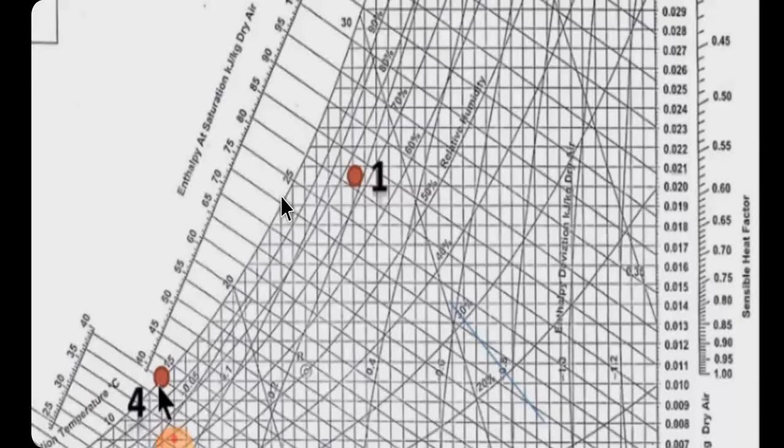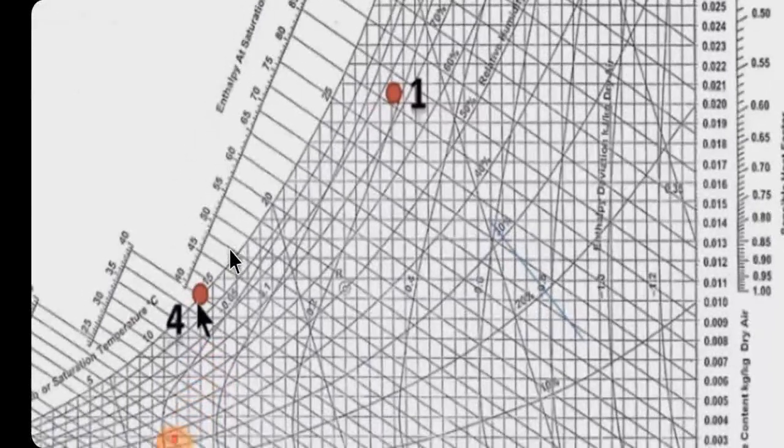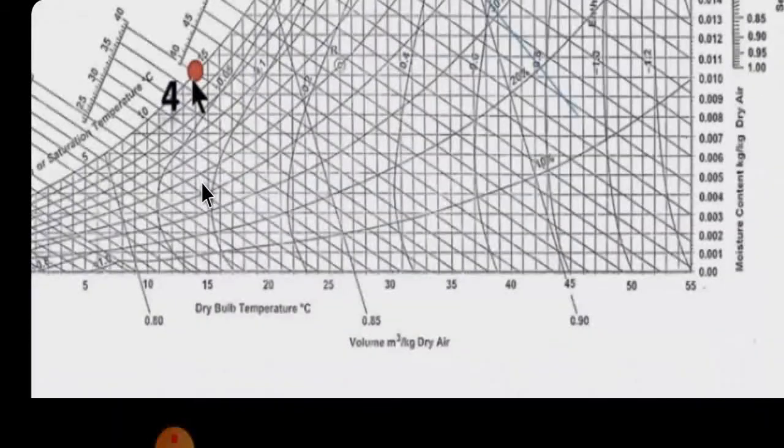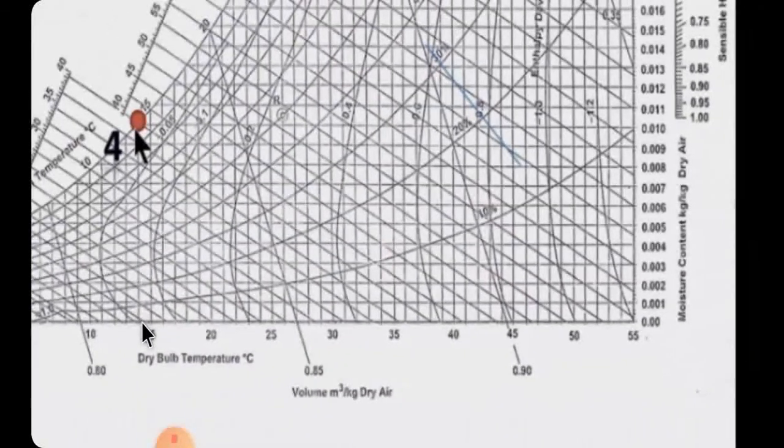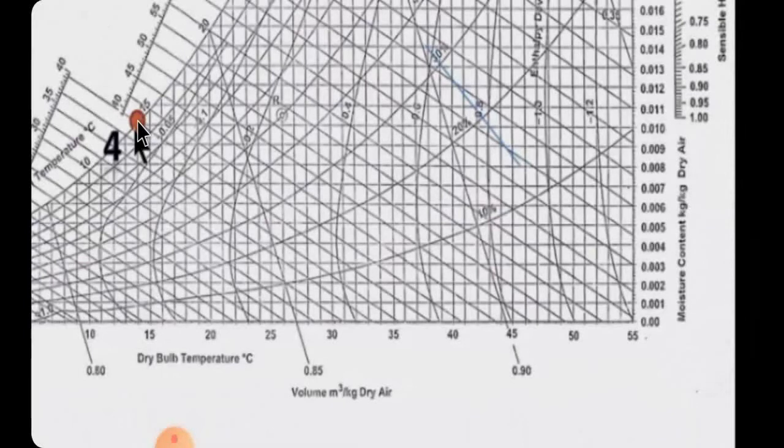So what happens is that the water moisture present in the air condenses into the liquid state. That is the dew point. And the coil is cooling the air to 14 degrees centigrade. This is 14 degrees, you see that the mark is lying over here. So the cooling coil cools down the air to the 14 degree centigrade dew point, ADP.